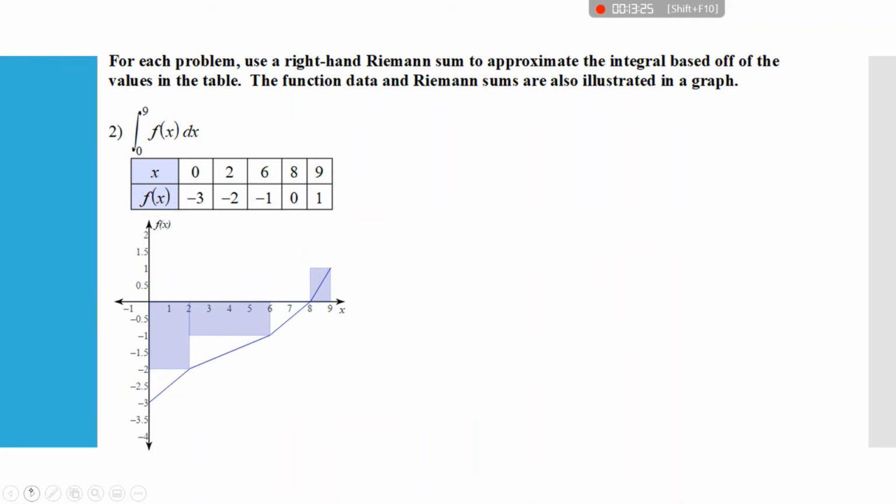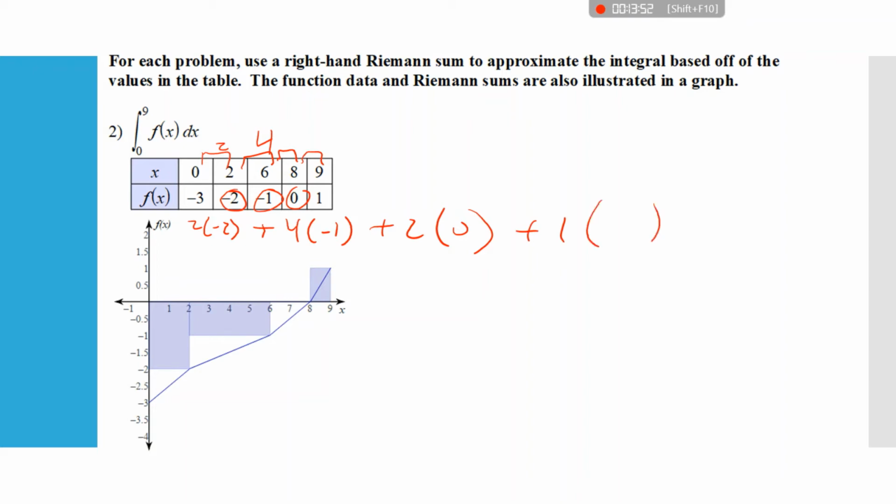Okay, if I wanted to do a right-hand Riemann sum, I would take my heights from the right-hand side of each of these intervals. So here my first interval is 2 units. My right-hand side is -2, so this is 2 times -2 for my first one, plus an interval of 4 times my right-hand side of -1, 4 times -1, an interval of 2 times my right-hand side of 0, an interval of 1 times my right-hand side of 1. Should equal my area estimate.